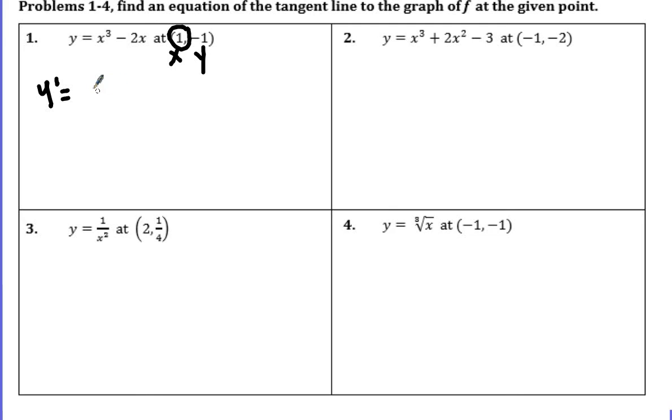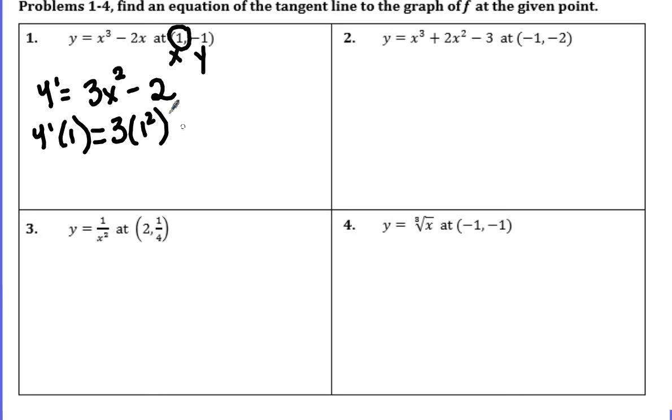So y prime, or the derivative of y, is equal to 3x squared minus 2. And so I'm just going to take that 1 and evaluate my derivative at 1. And so the derivative when x is equal to 1 is also 1.